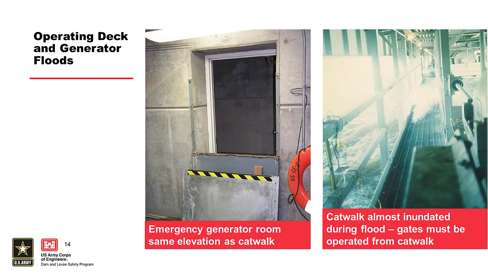Now, these are examples of incidents that can increase the likelihood of failure to open gates. The spillway gates for this dam are not remotely operated, so an operator has to go to the site to operate the gates, and must get onto this catwalk to do so. During a flood event, the catwalk was nearly inundated, making it dangerous for the operator to open the gates.